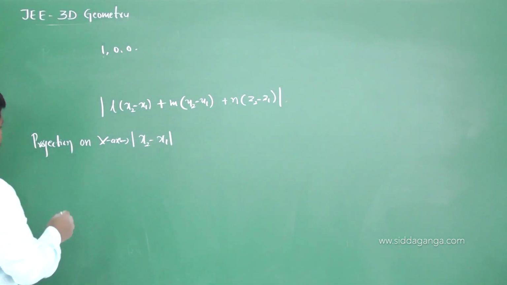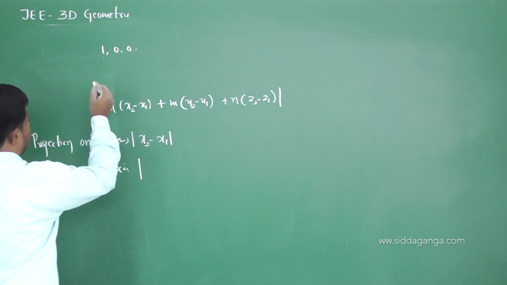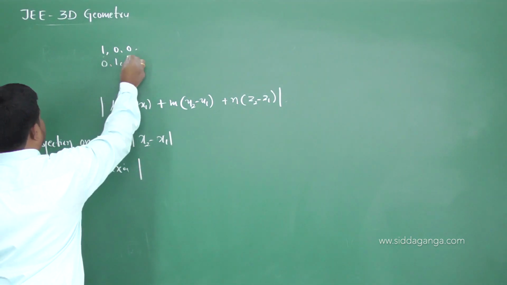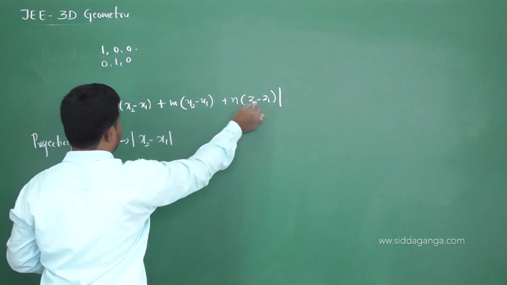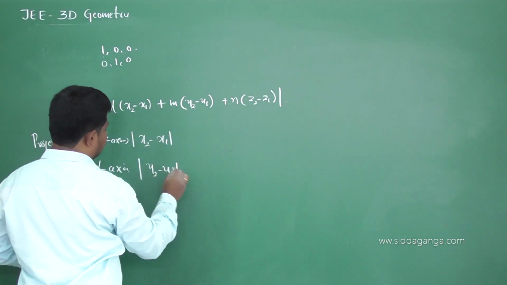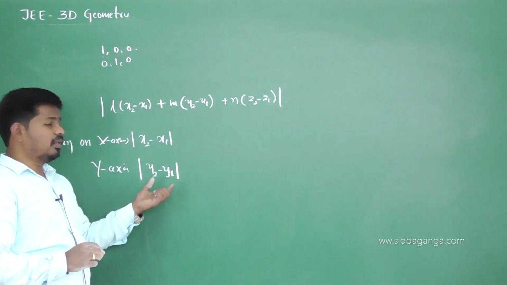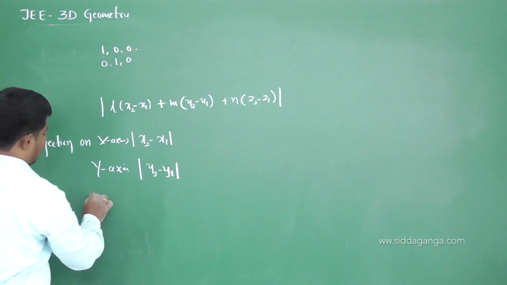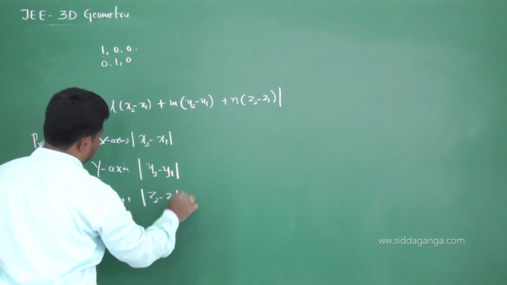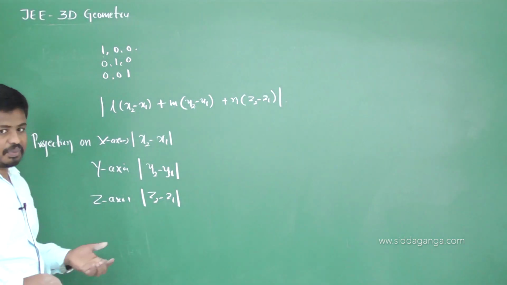In the same way, the projection on the y-axis is given by what? The cosines of the y-axis are 0, 1, 0. So 0 into this, 1 into this, 0 into this. Yes, y2 minus y1. This gives the projection of the line joining x1, y1, z1 and x2, y2, z2 on the y-axis. In the same way, on the z-axis it is given by z2 minus z1, because the cosines of the z-axis are 0, 0, 1. So this is an important result. Okay.